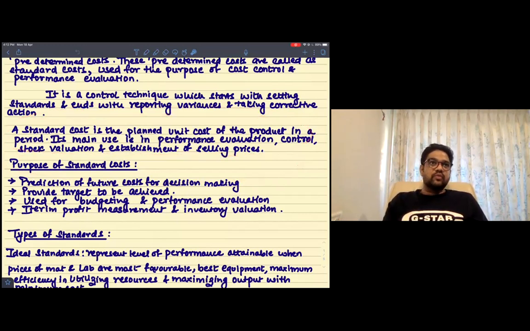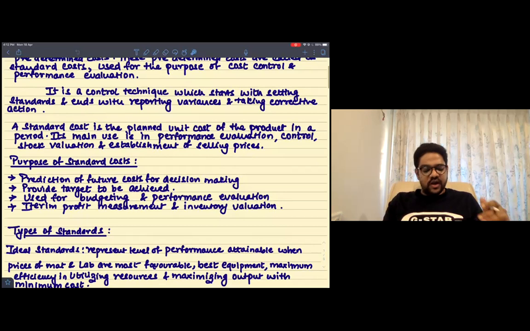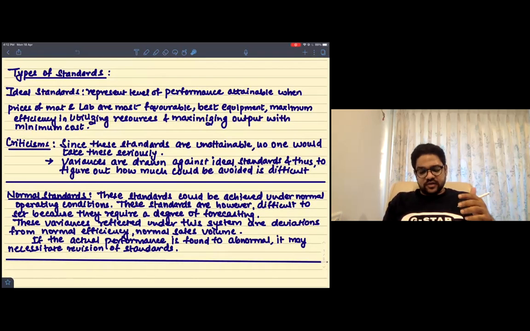So what are the purposes of standard costing? Firstly, it helps you predict your future cost. It gives you a target, and then it is used for performance evaluation, and you can put down the inventory valuations as well. Now, types of standards.